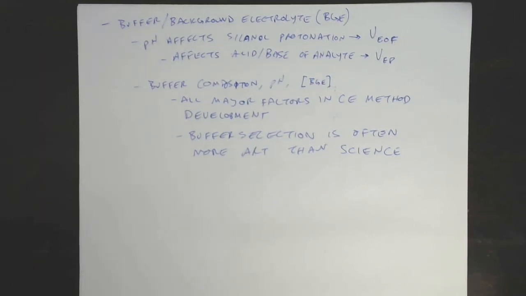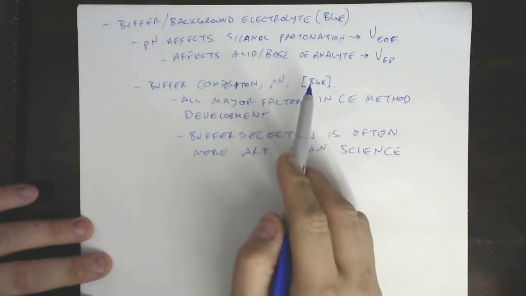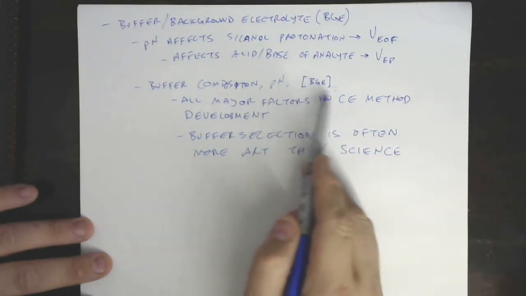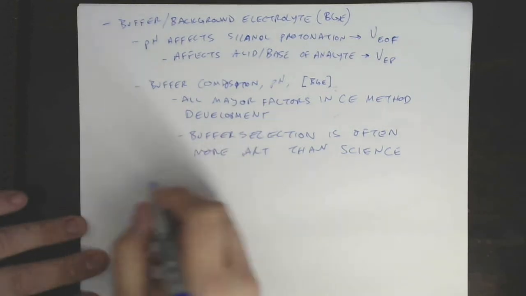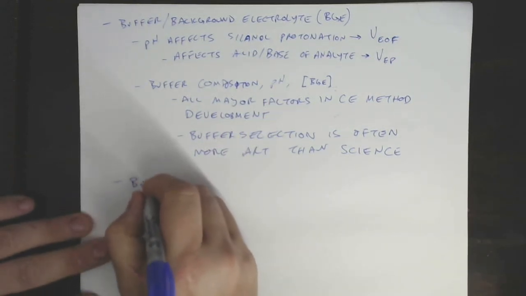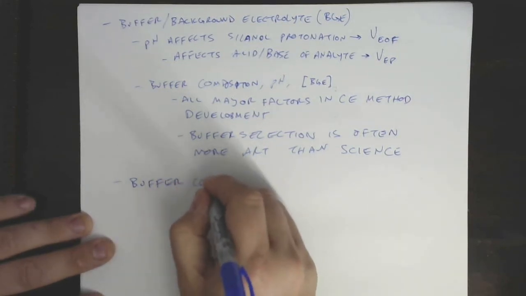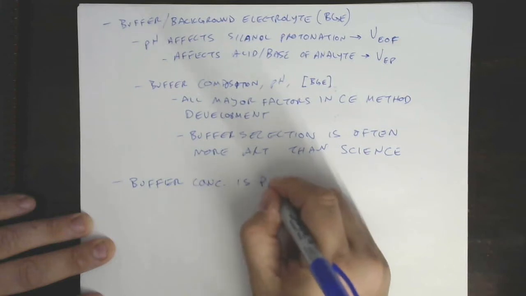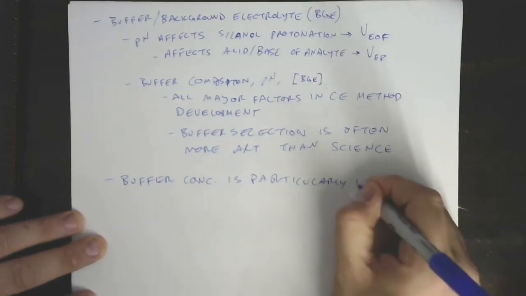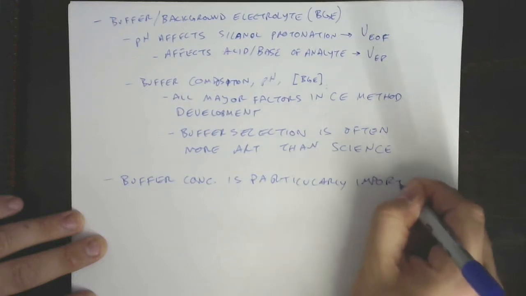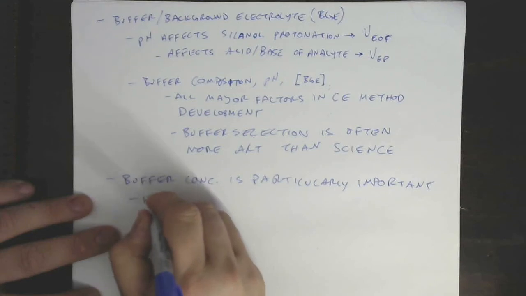So let's talk about maybe one of the most important factors here, which is the concentration that we use for the background electrolyte. So buffer or BGE concentration is particularly important. And it's particularly important for two reasons. The first one is heating.